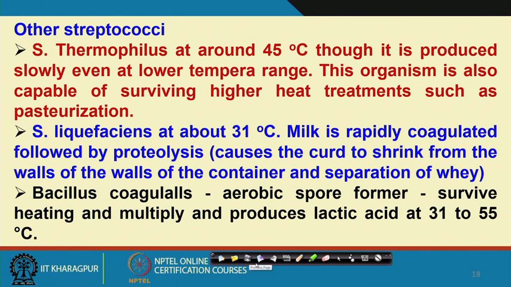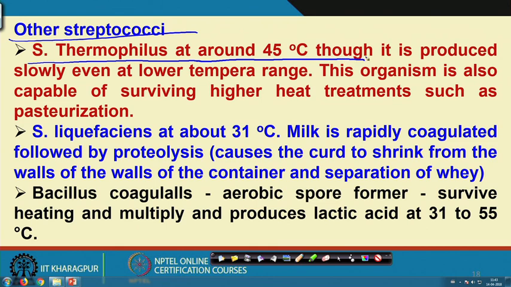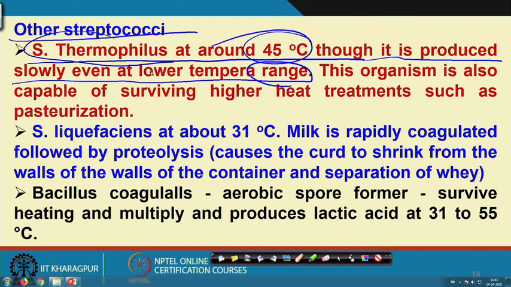Other organisms like Streptococci. In that, Streptococcus thermophilus works at around 45 degrees centigrade, though it produces acid slowly even at a lower temperature range. Though it is given as 45 degrees centigrade, it can work at a lower temperature range also.